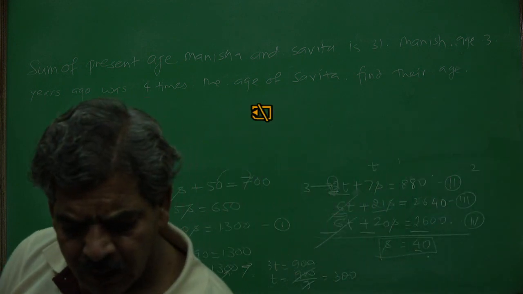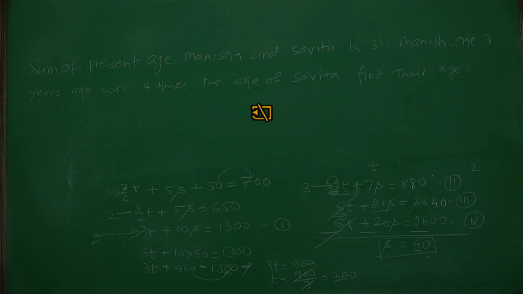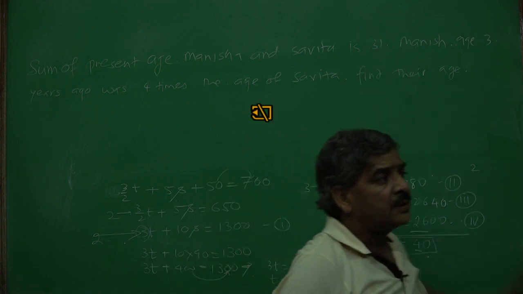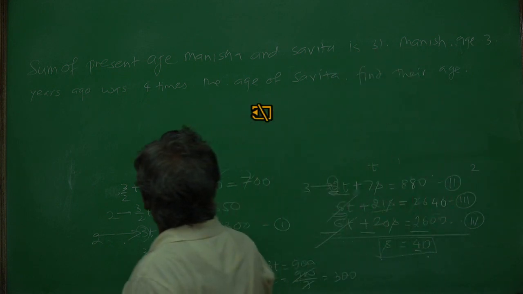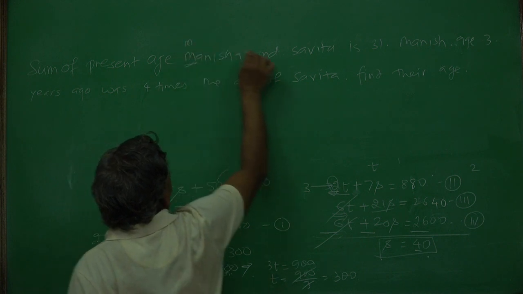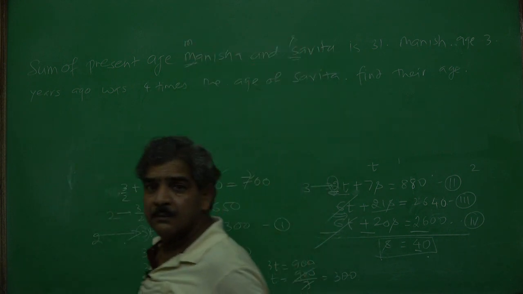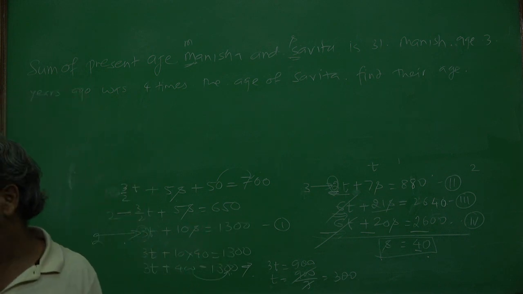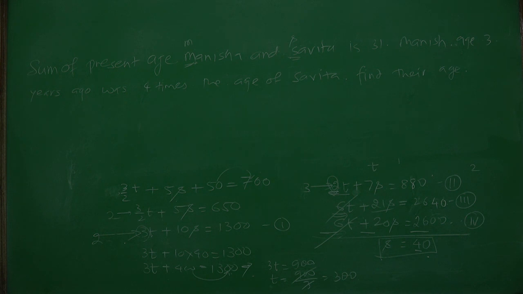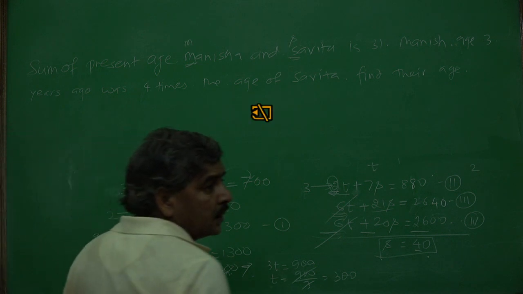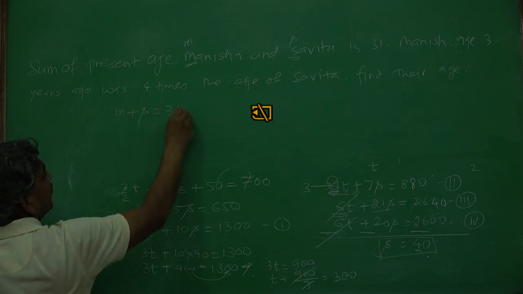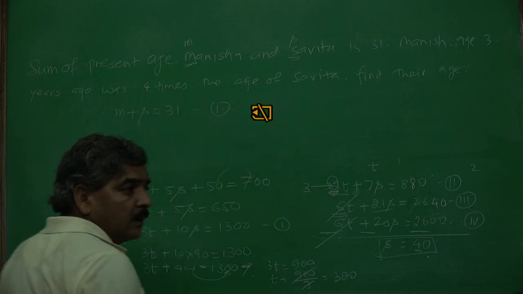It is a very simple problem. Try to solve the problem. The sum of the present ages of Manisha and Savita is 31. Suppose the present age of Manisha is M and the present age of Savita is S. So write down the first statement. Let the present age of Manisha be M and of Savita be S. Therefore M plus S is equal to 31. So this is equation number 1.